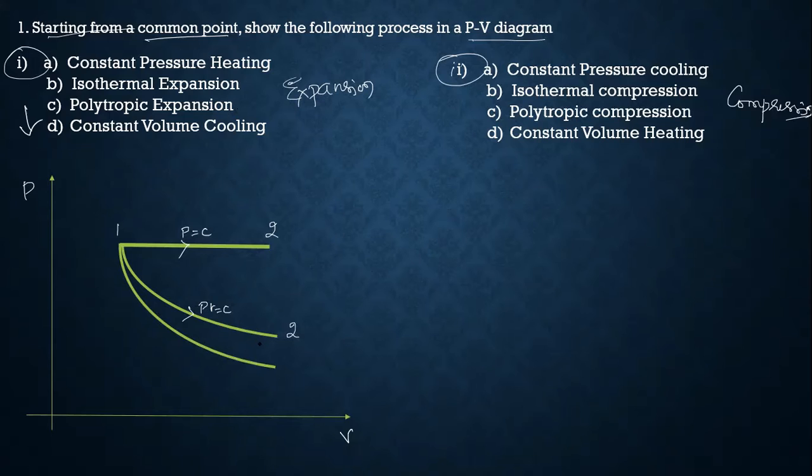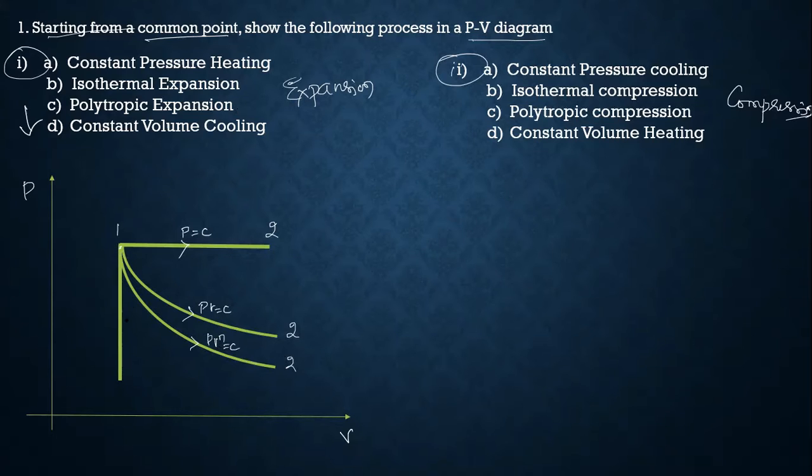Next process, it is polytropic expansion process. This is starting from a common point. This is state 2 following a path, and governing law of PV to the power of n is equal to C, where n is the index of expansion.